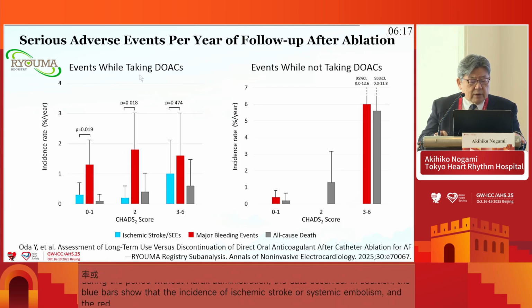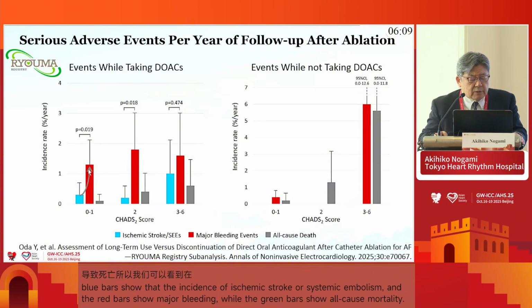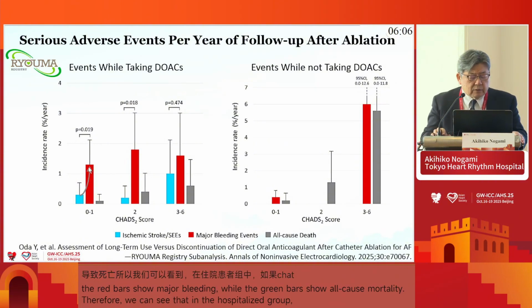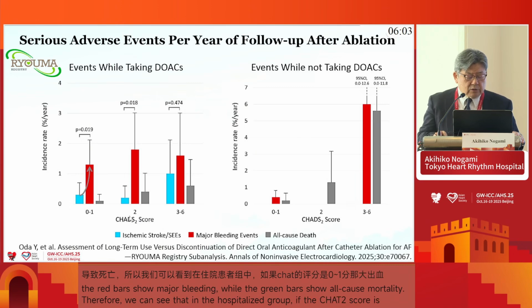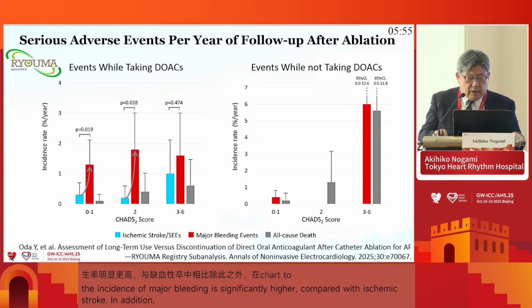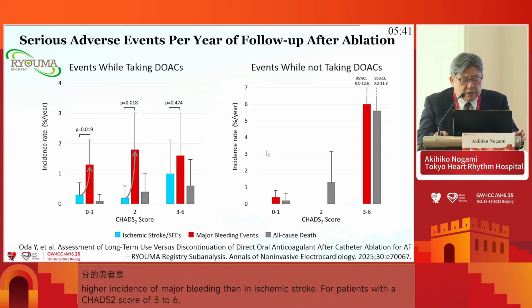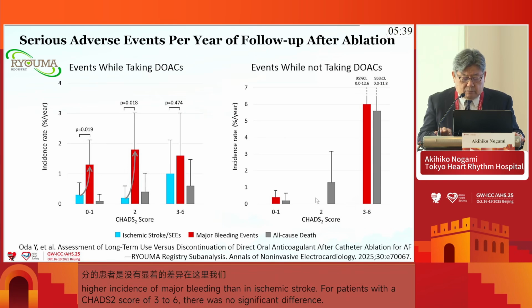When we see the events while taking DOACs, in the patient group with CHADS2 score 0 to 1, the incidence of major bleeding is significantly higher compared to ischemic stroke. In CHADS2 score 2, the same, the incidence of major bleeding is significantly higher than ischemic stroke. But in the patient group with a CHADS2 score 3 to 6, there was no significant difference. In the events while not taking DOACs, the event rate of ischemic stroke and major bleeding is extremely low.